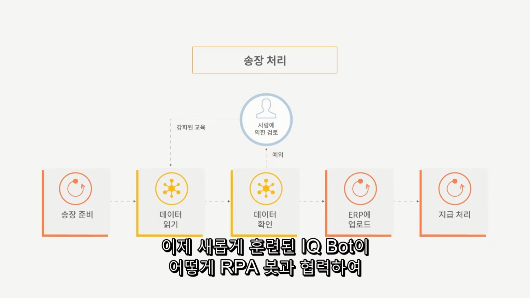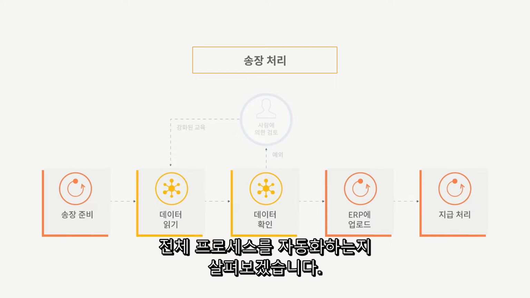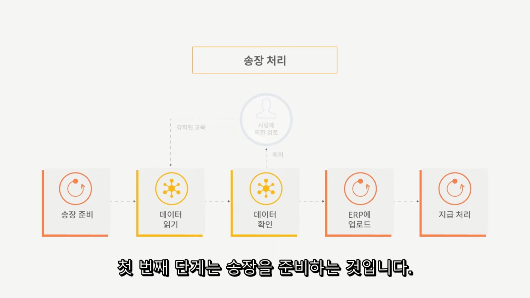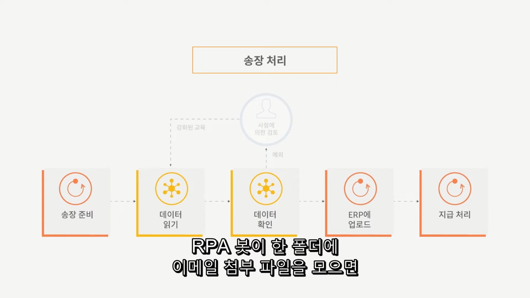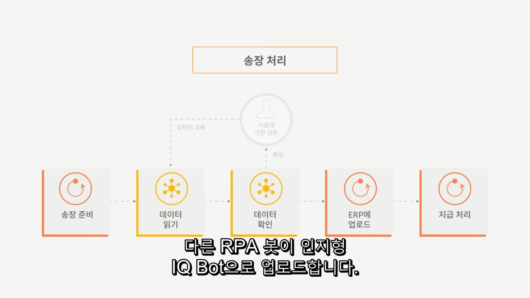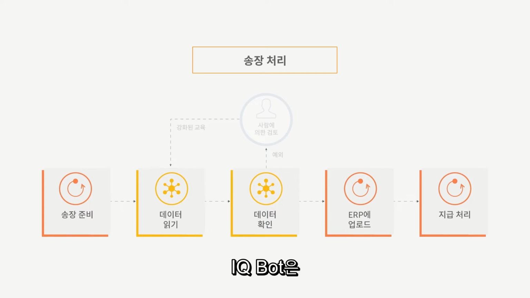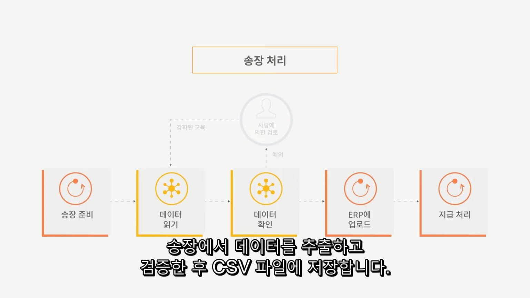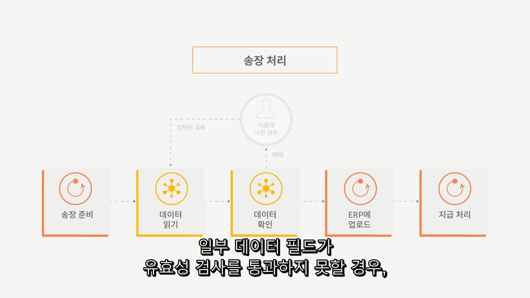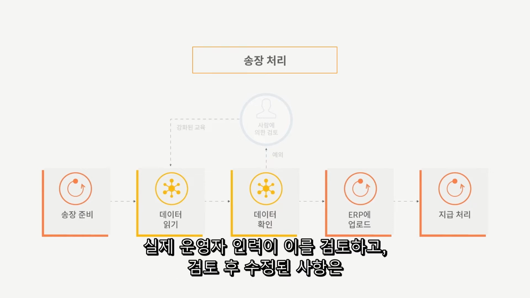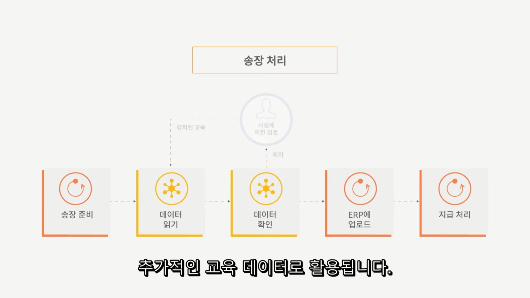Now let us see how the newly trained IQ-Bot will work with RPA bots to automate process end-to-end. First step is preparing invoices. RPA bot collects email attachments into one folder and another RPA bot uploads them into Cognitive IQ-Bot. IQ-Bot extracts data from invoices and after validation, saves it to CSV file. If some data fields don't pass validation, they will be reviewed by a human operator, and these corrections will be used as additional training data.